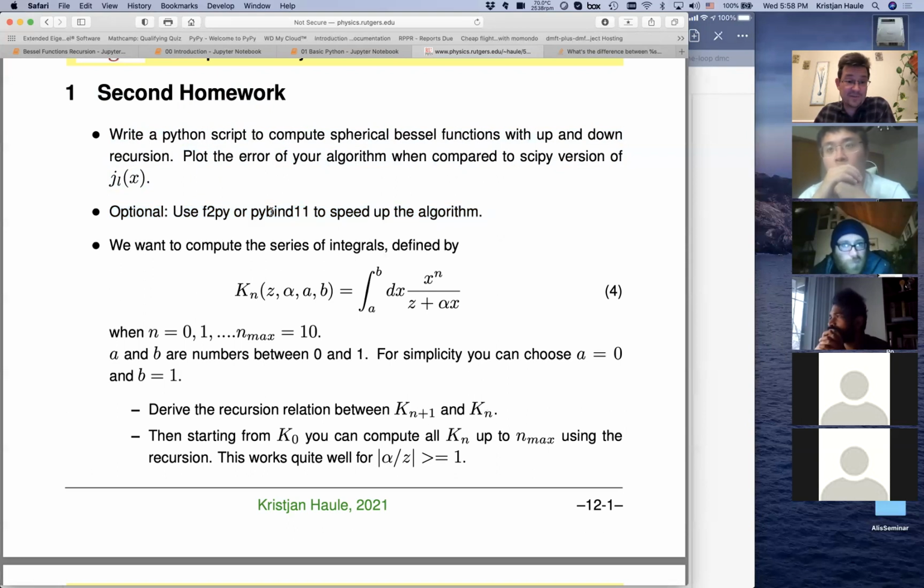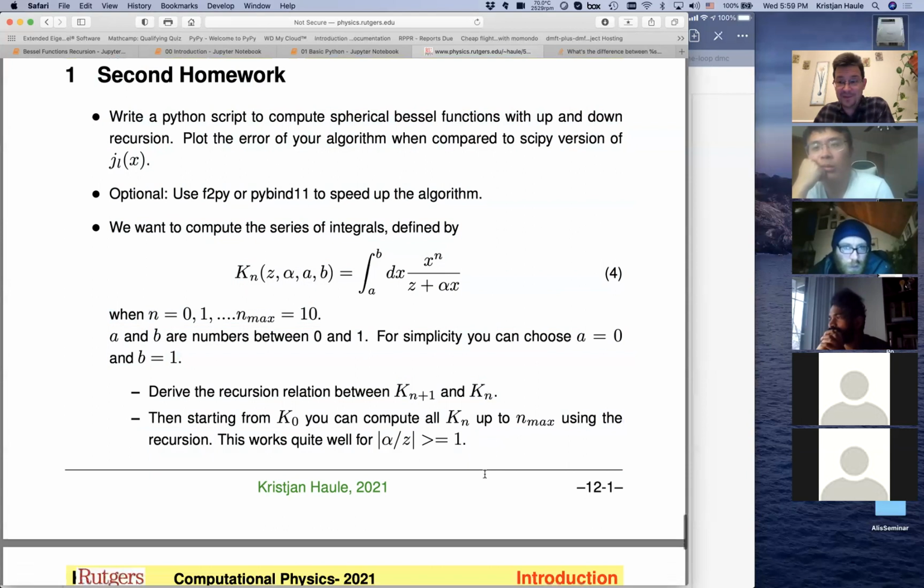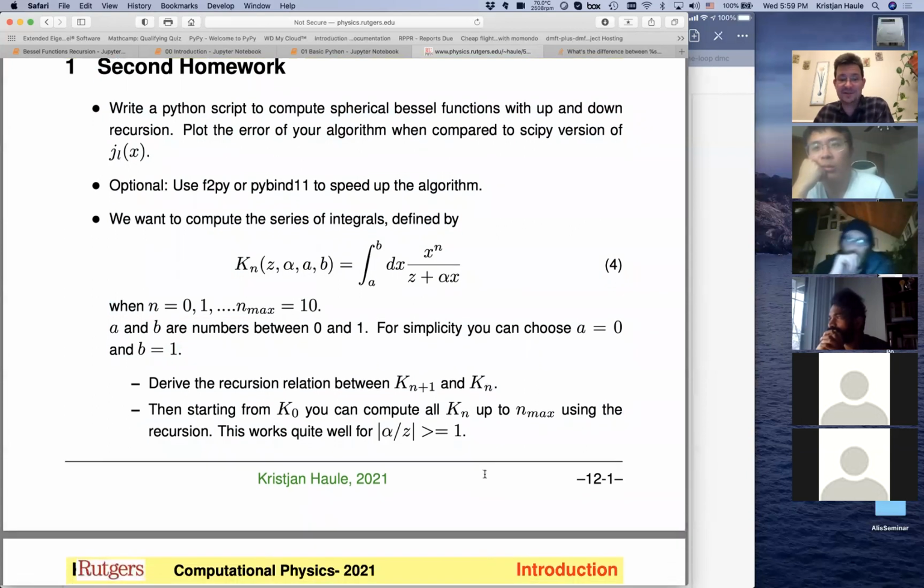You can use F2Py or pybind11 to speed up the algorithm if you want to. Again, this is just for your own practice. I'm not going to even check this part. It's optional. But this part is something that I want you to do. This is the new part. This is somewhat non-trivial.